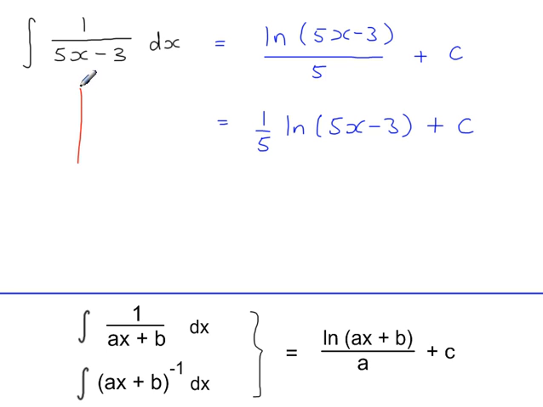An alternative way of writing this would be to write 5x minus 3 to the power of -1. So now instead of looking at this form, we're looking at this form, a linear function raised to the power of -1. These are exactly the same, so the answer to this is the same as this.